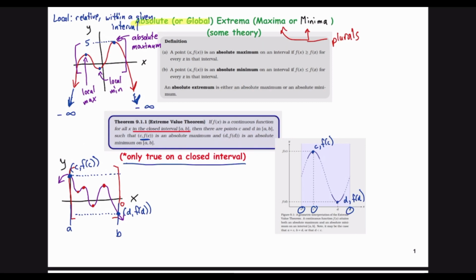All right, so that's a quick overview of what we mean when we talk about extrema, or local max and min, or global max and min. Let's move on and dive into some practice problems.